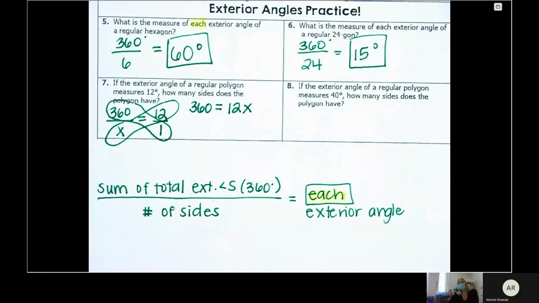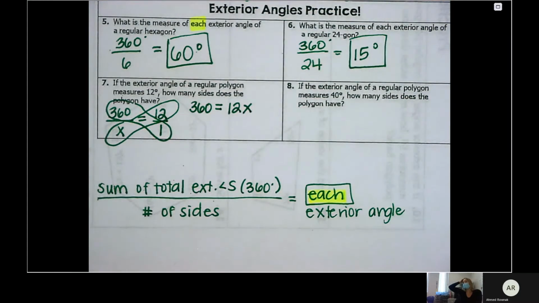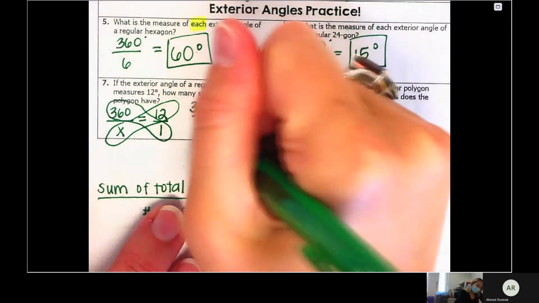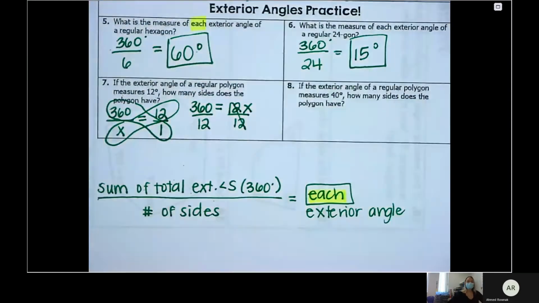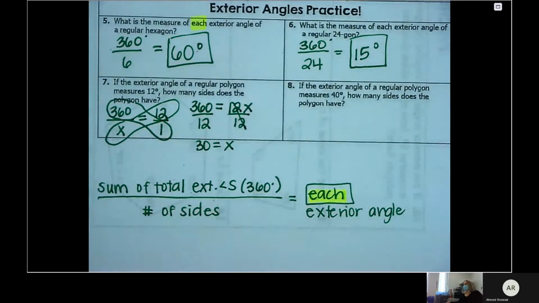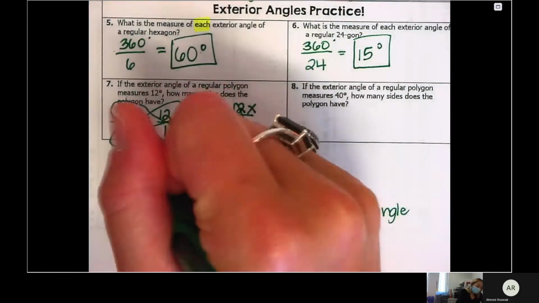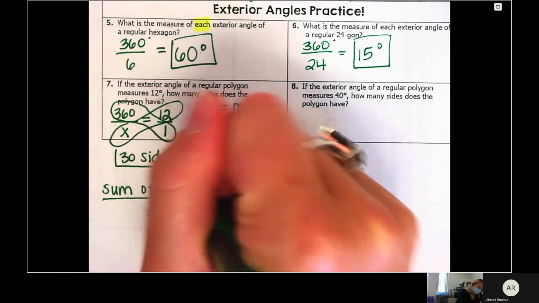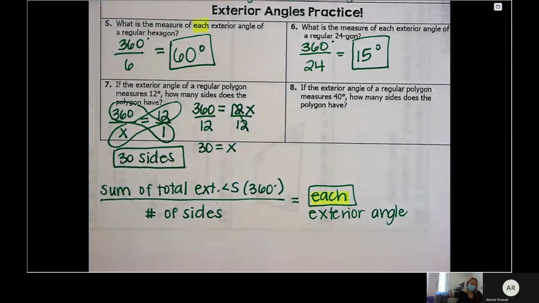And then this is an algebra problem. What's the one step I have to do to get x by itself? Divide by 12. Good. I get x equals what? 30. Now, how should I label that 30? Is it degrees? No, it's what? Sides, because I asked you for the number of sides. So my final answer is that it's 30 sides.